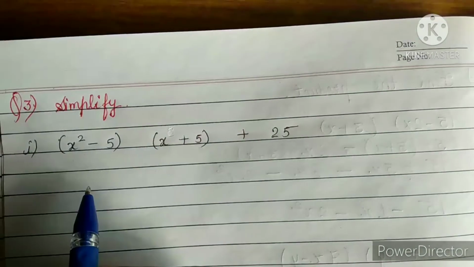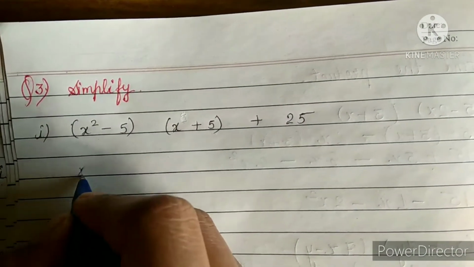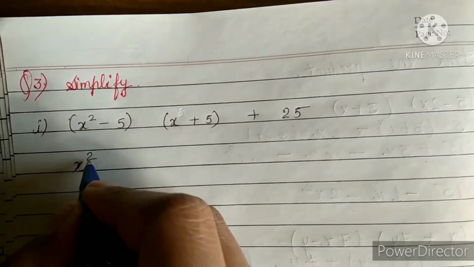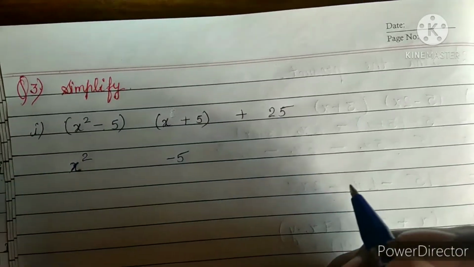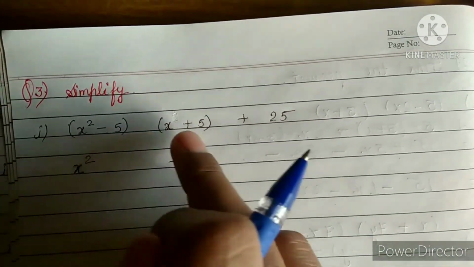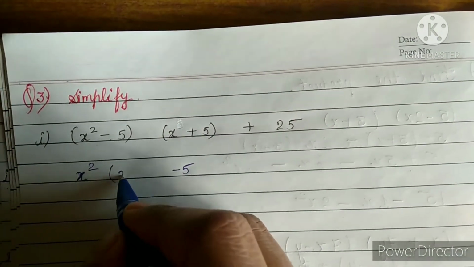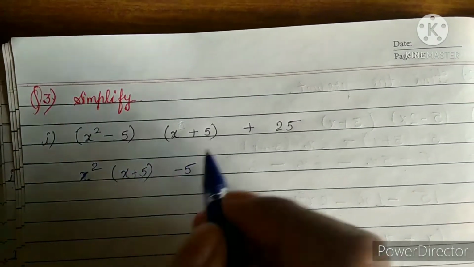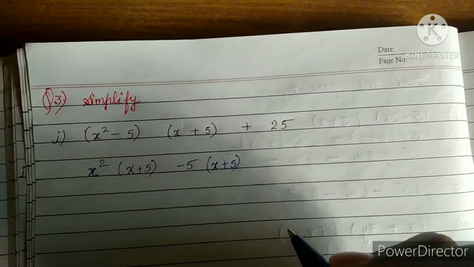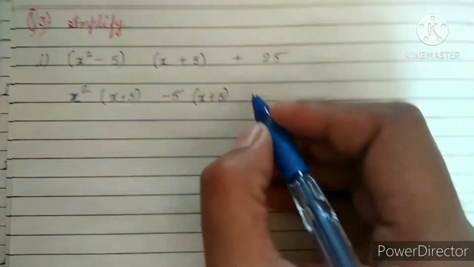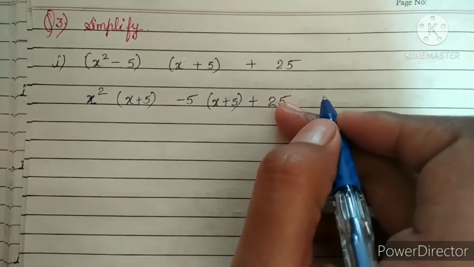Our first expression, first term is x square and its second term is minus 5. This term will multiply each term of the second expression, that is x plus 5, here x plus 5. So plus 25 will remain same at the end.